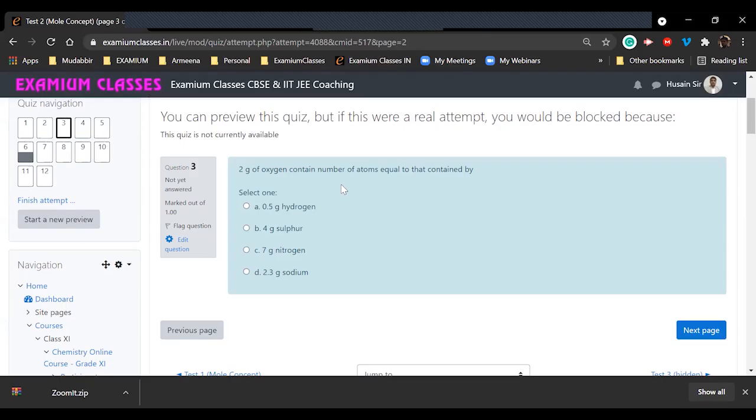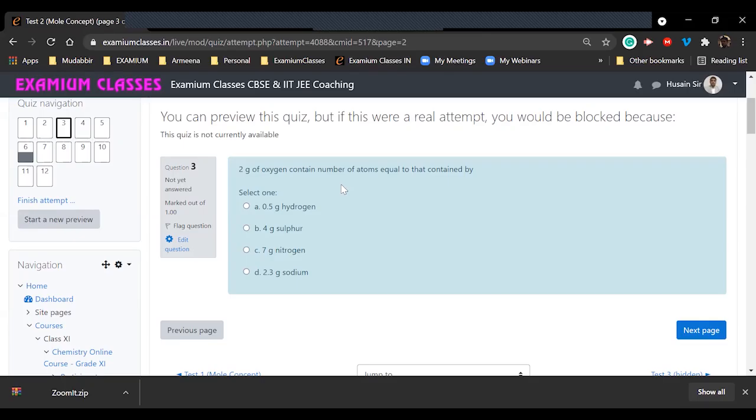answer will be same. If you consider O2, you will consider the molar mass as 32. If you consider oxygen, you will consider atomic mass as 16. And obviously atomic mass will be half of molar mass. So it will be same thing. Because we are talking about atoms only, keep the calculations in atoms only.